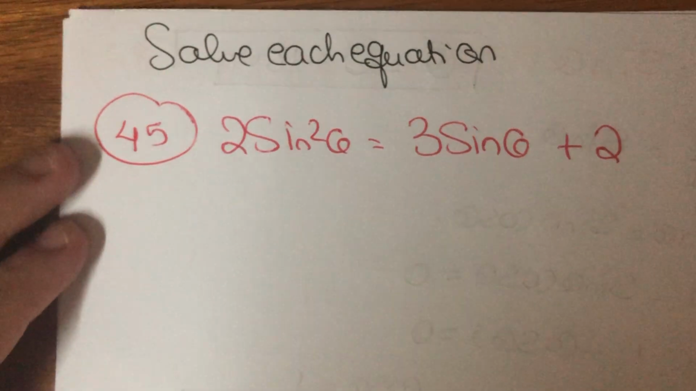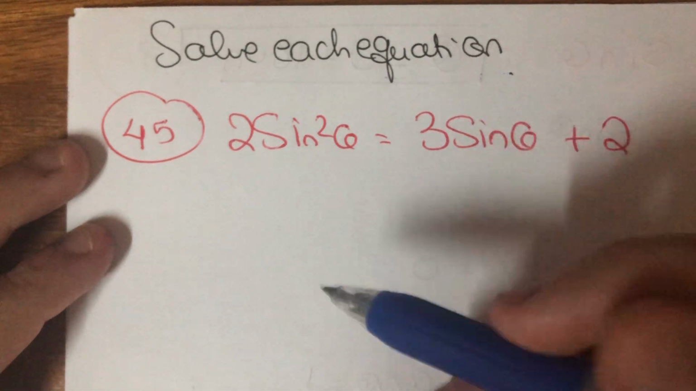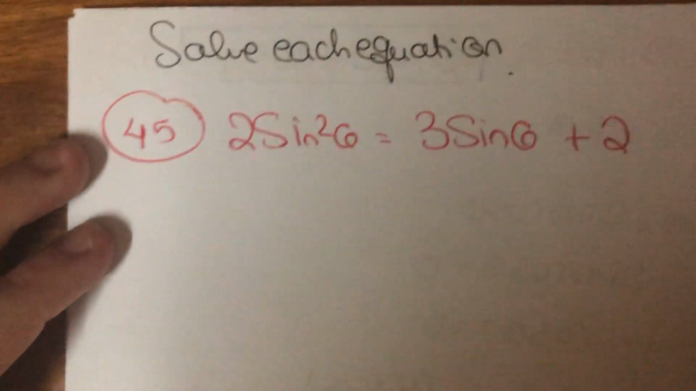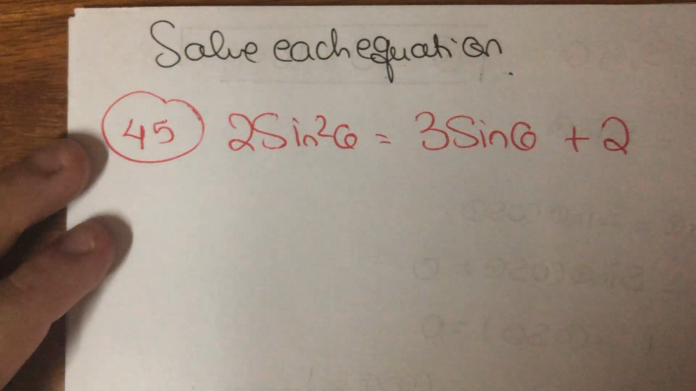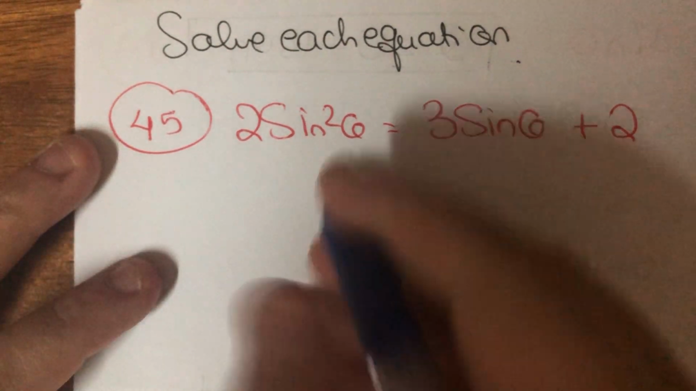I have 4 more questions and I'm done. Solve each equation. Since they said solve each equation and they didn't mention whether it's in radians or in degrees, and they didn't mention any interval, the book is expecting you to write the answers in degrees and in radians, just for your own knowledge.